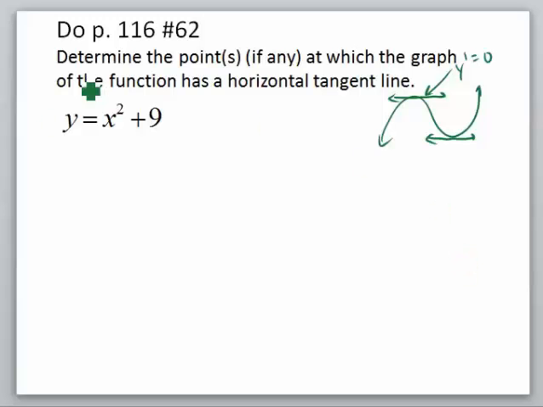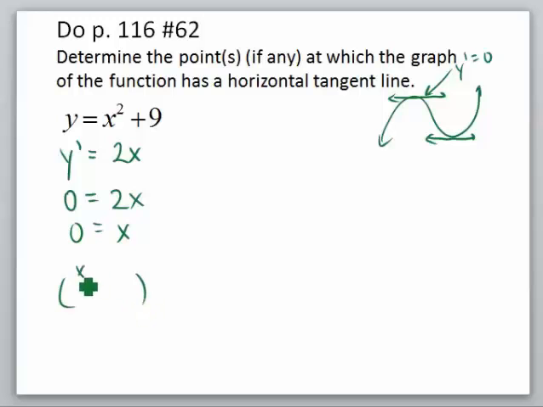So what I'm really asking myself is, where does this function have a point where the slope of the tangent line is 0? So I'm going to find the derivative, which is how to find the slope of the tangent line. That would just be 2x. Now I really want to know, where is that derivative equal to 0? So I'm going to set it equal to 0 and solve, and I get x equals 0.